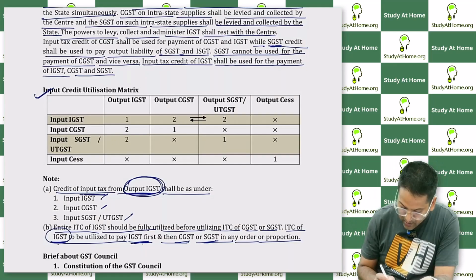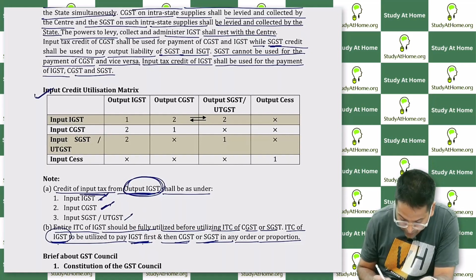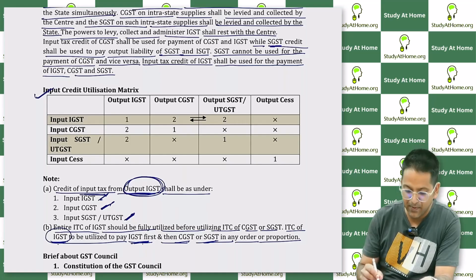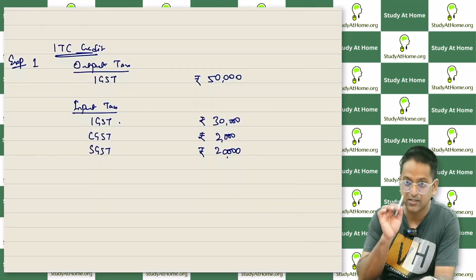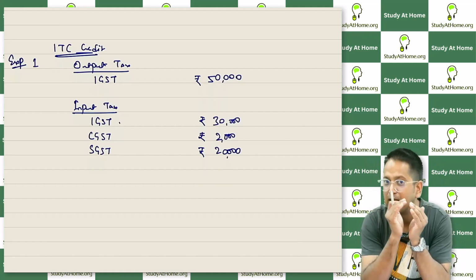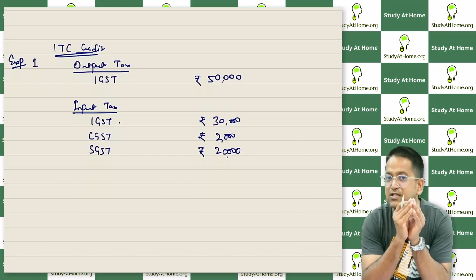So it says it shall be as under. First, deduct IGST. Then deduct CGST and then SGST. Did you pay attention? We need to deduct all the three in order. If our output is IGST, first, what will we deduct from the input? IGST, then CGST and then SGST. We need to deduct all three in this given order.